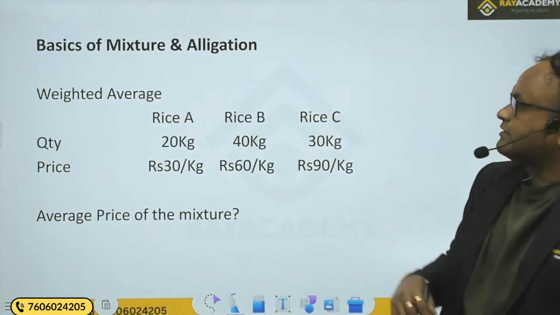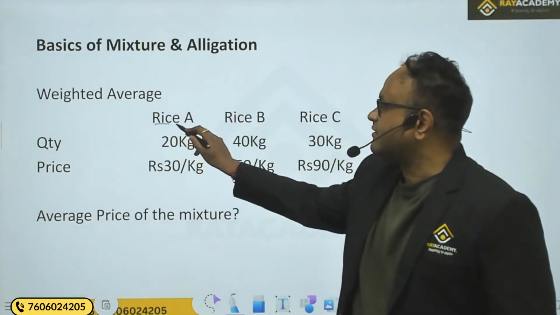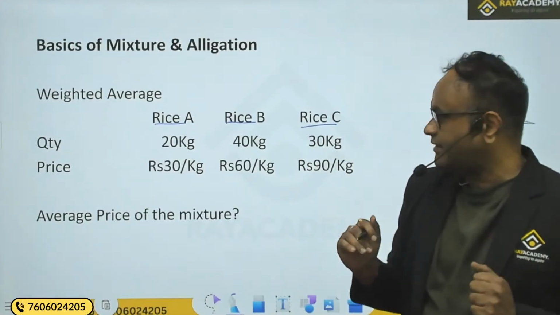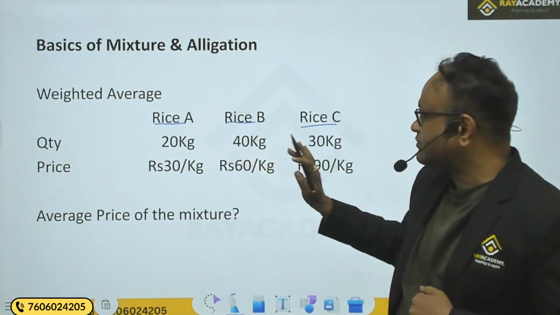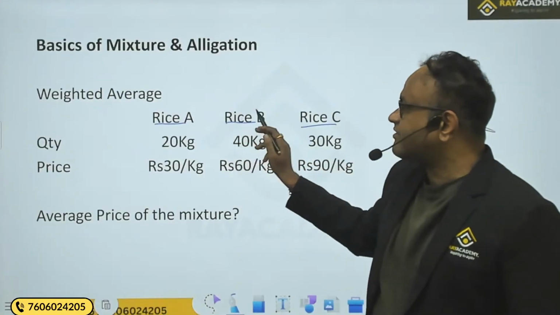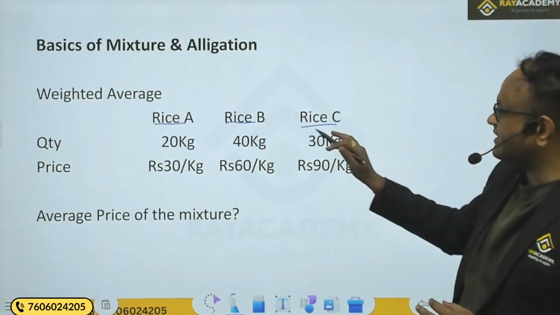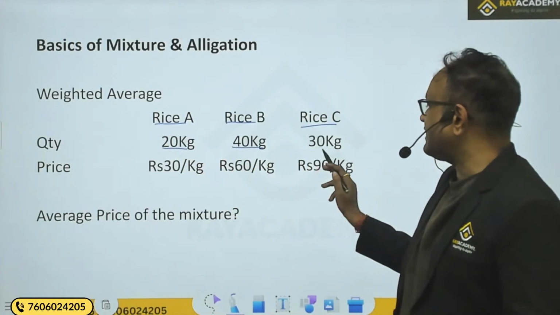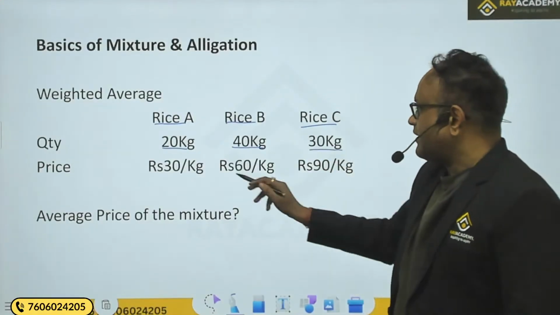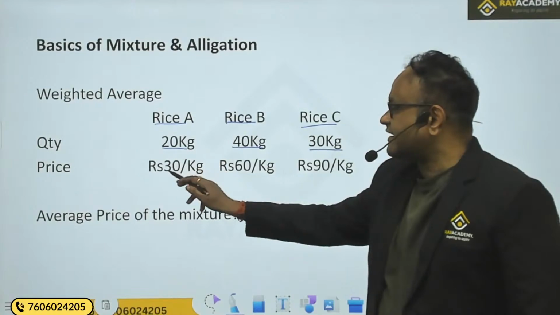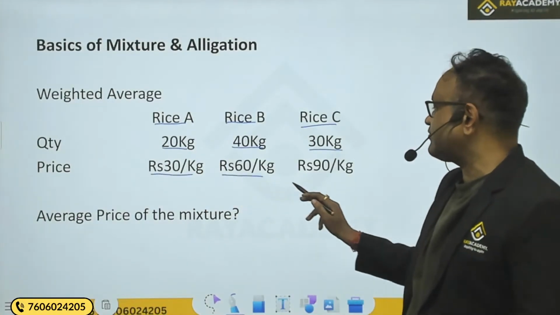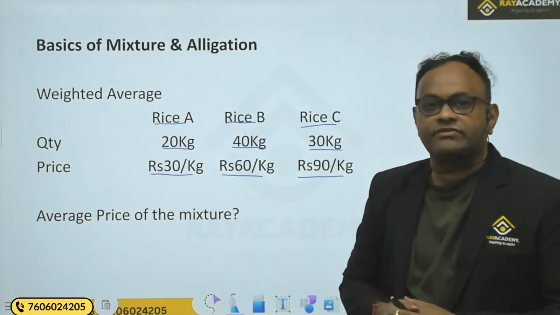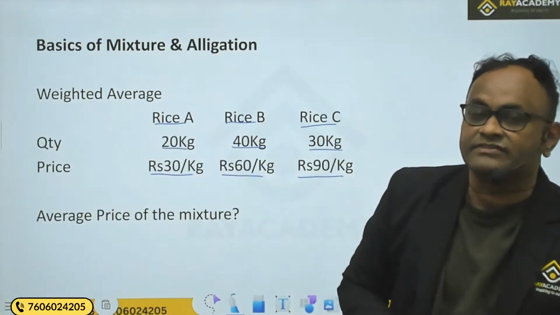Now if three things are given, rice A, rice B and rice C, we are mixing three things together. Let us first understand the scenario. There are three varieties of rice: rice A, rice B and rice C. The quantity of rice A is 20 kg, rice B is 40 kg and rice C is 30 kg. The rate of rice A is 30 rupees per kg, rice B is 60 rupees per kg, and rice C is 90 rupees per kg. If you mix all these three varieties of rice, what would be the average price per kg?